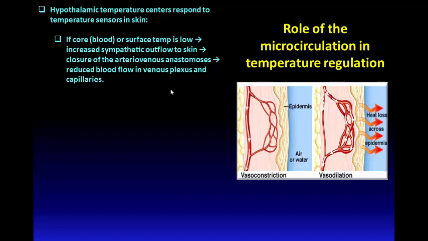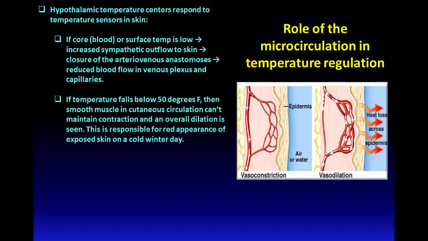Hence, if the core blood or surface body temperature is lower than normal, this results in increased sympathetic outflow to the skin, resulting in closure of the arteriovenous anastomosis, and as a result of that, less blood flows through the venous plexus and the capillaries, with less loss of heat from the body, because now the body tries to conserve heat.